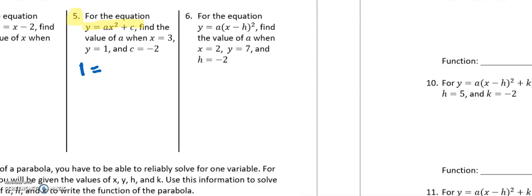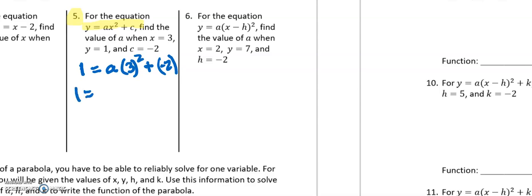So 1 equals, they said find the value of a, so I'm not going to substitute anything there. So I'm going to write a times, and then x is 3 squared, and then plus, and then c is negative 2. So see, I'm just substituting that information in, and now I'm going to solve for a. So let's clean this up a little bit.